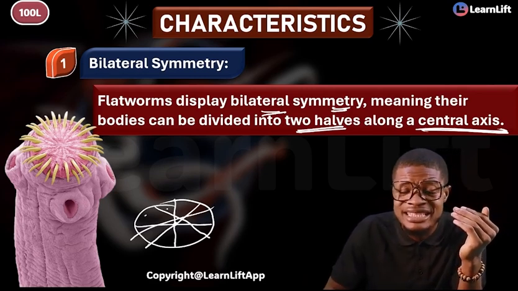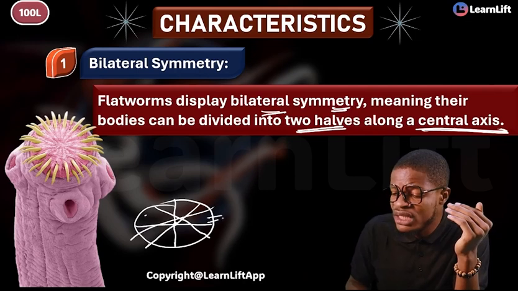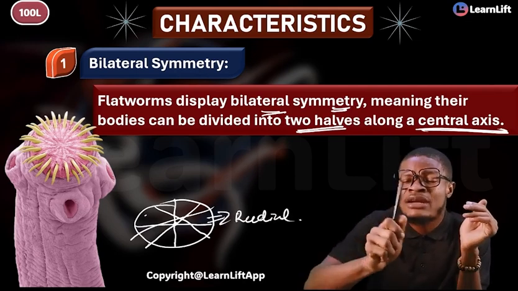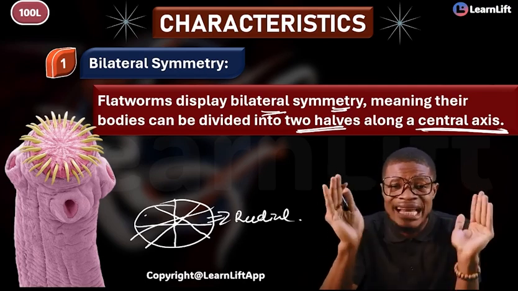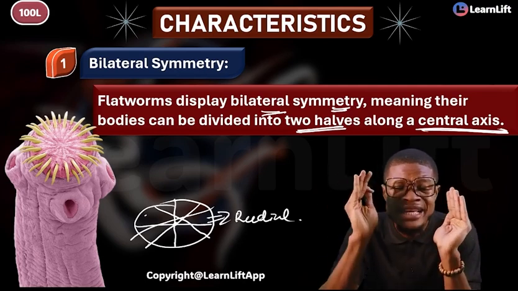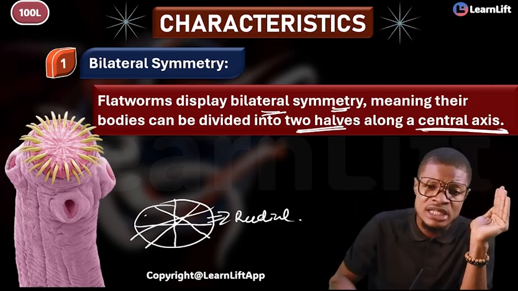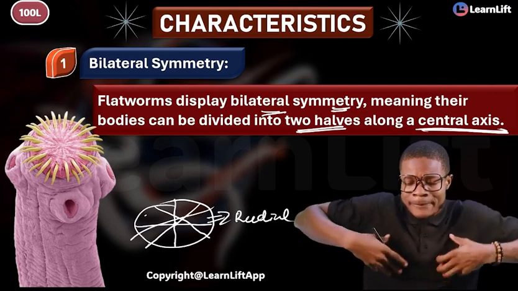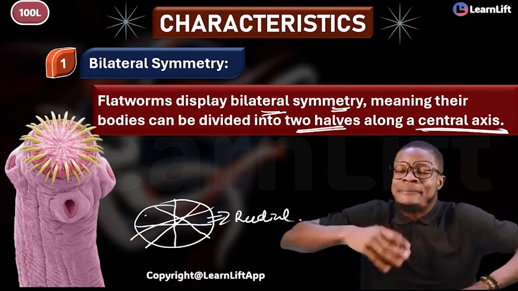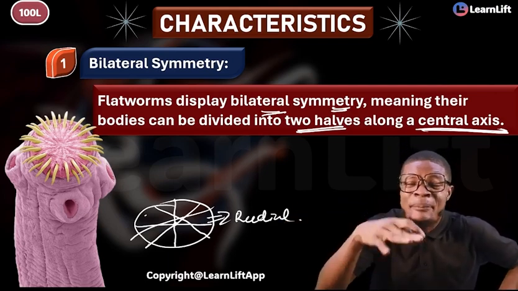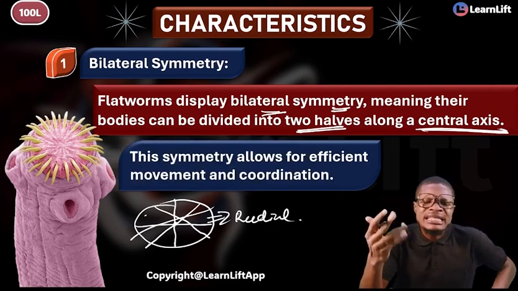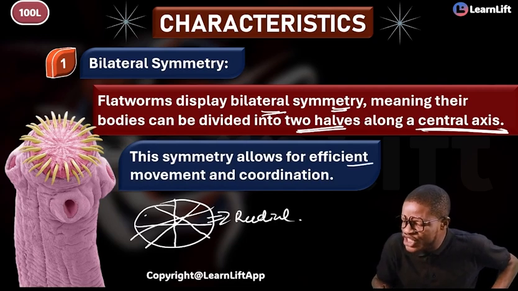The orange is not bilaterally symmetrical. This kind of symmetry is what is called radial symmetry. But platyhelminthes are not radially symmetrical. No, they are bilaterally symmetrical. You can divide them into 2 halves along a central axis. A good example of bilateral symmetry is the human being. We are bilaterally symmetrical. Your platyhelminthes are bilaterally symmetrical. Another important thing is this symmetry allows for efficient movement and coordination.